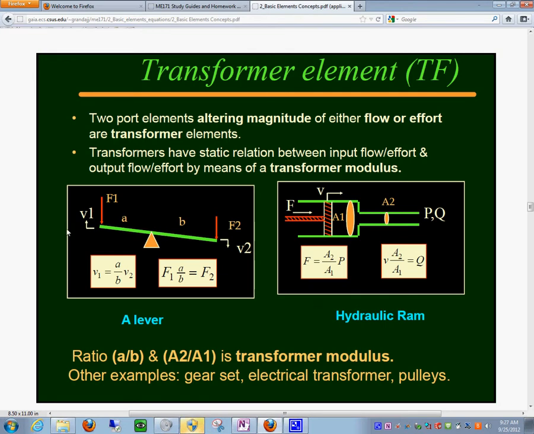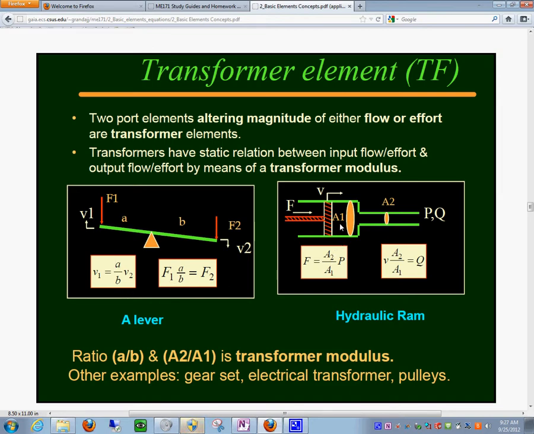So in here, if you have a lever, for example, isn't it true that you could establish that the velocity of this point is omega times a, and the velocity of this is omega times b? If you equate those two, you get this expression right there, this one. But that same is true for the forces, see? So a over b becomes the so-called transformer modulus.